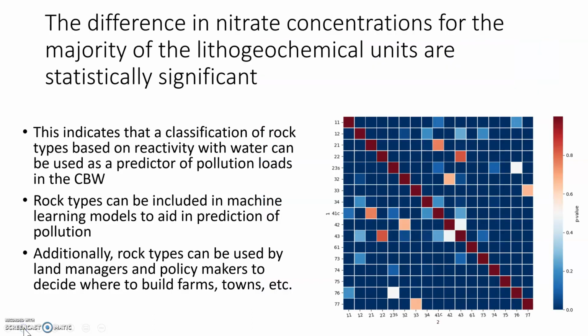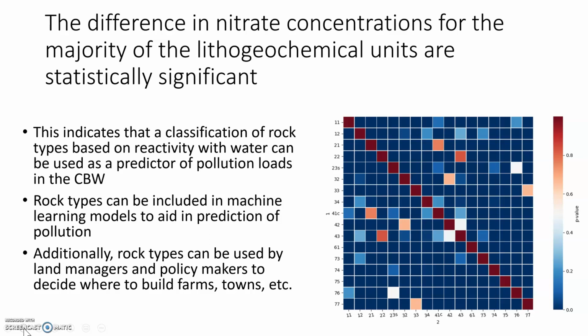The difference in nitrate concentrations for the majority of the lithogeochemical units are statistically significant, as we can see here in the heat map. This indicates that a classification of rock types based on reactivity with water can be used as a predictor of pollution loads in the Chesapeake Bay watershed.